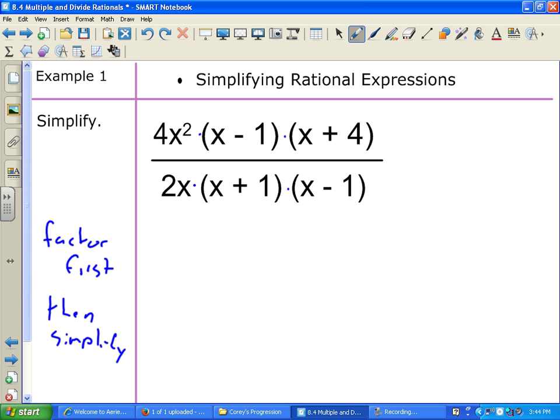The way that I will reduce by removing common factors is to use a giant 1. I have x minus 1s in common. I will remove the x minus 1s.